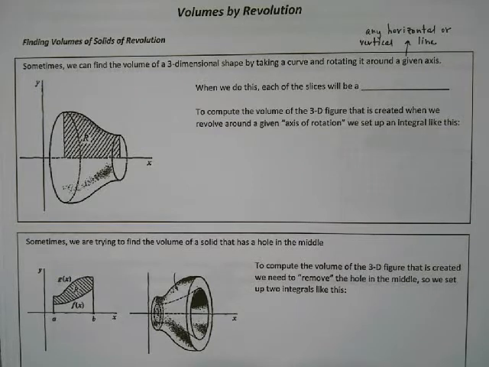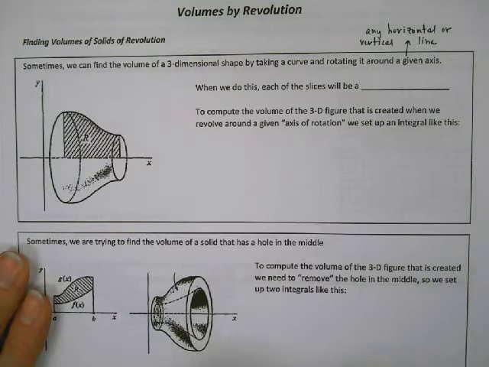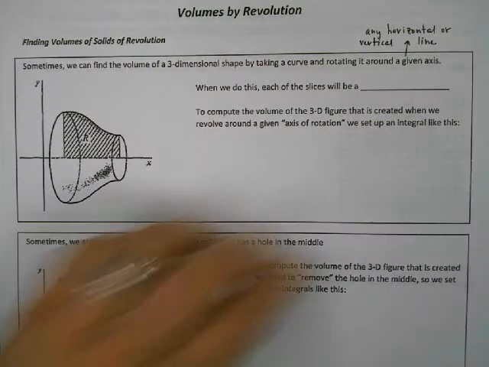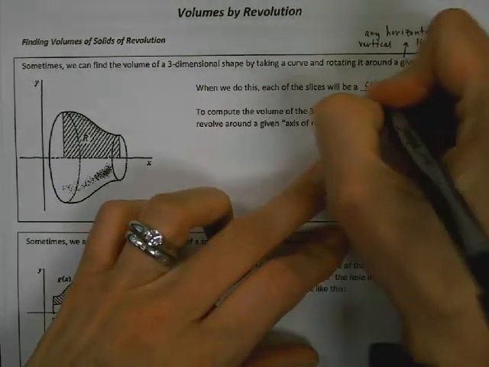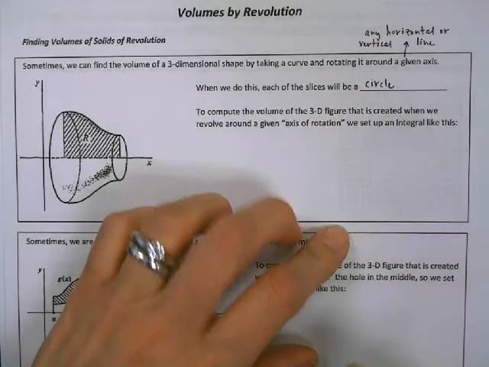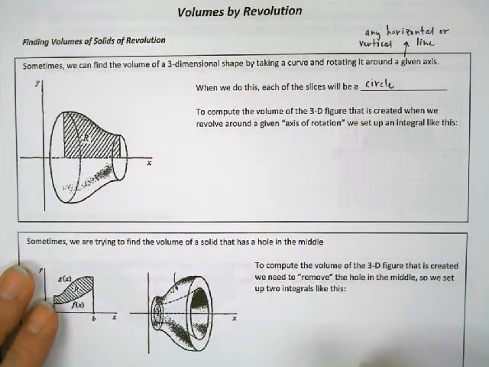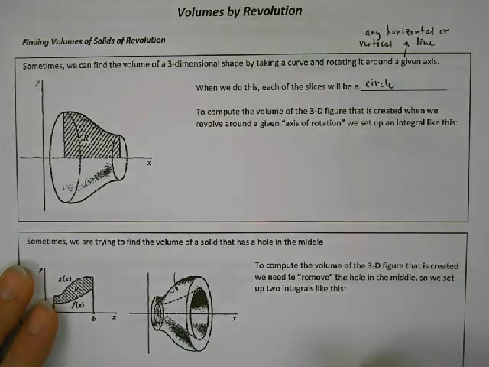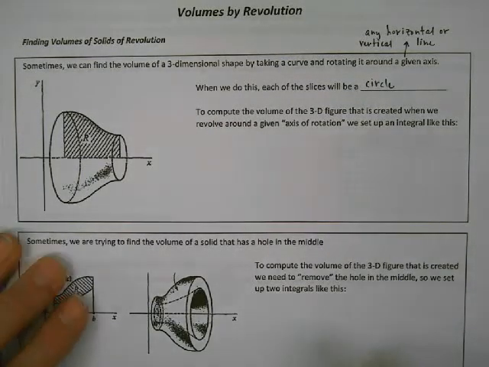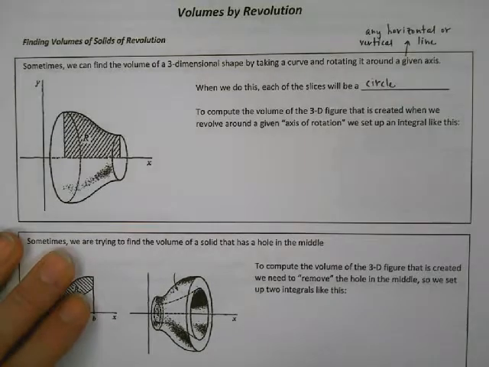Okay, and so when we do this, when we revolve or rotate that curve around an axis, we know that if we were to cut through that, each of the slices would be a circle. So, to compute the volume of the 3D figure that's created when we revolve around a given axis of rotation, this is what we're going to do with our integral, right?